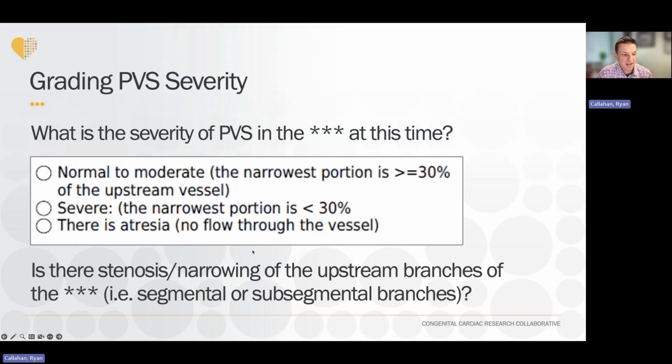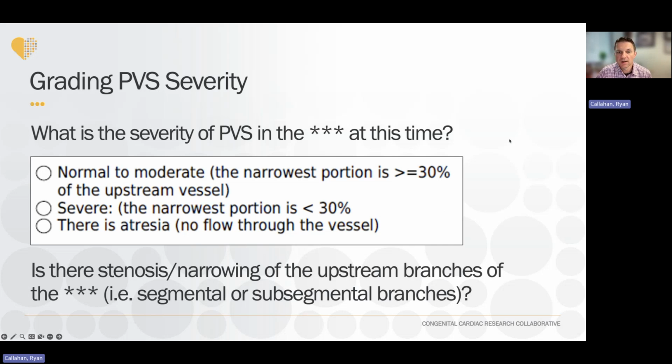And then there's a follow-up question that's asked: is there stenosis or narrowing of the upstream branches of the blank vein, i.e. segmental or subsegmental branches? So the connection to the heart of the vein is at the veno-atrial junction, and that's the most common area of stenosis. Stenosis can be more upstream, which I'll show you examples, but then the pulmonary vein divides like branches on a tree, and those individual branches are called segments or subsegments. And if there's diffuse narrowing or stenosis in those branches, then we will click yes to that question.